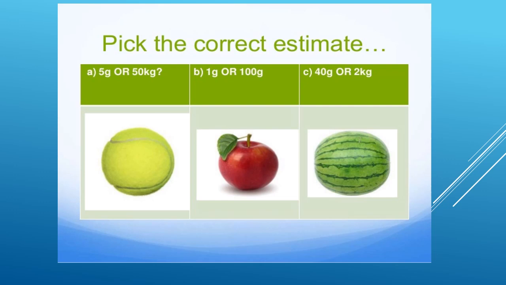Next, pick the correct estimate. Look at this estimation here, number 3. A, look at that picture. Can it be 5 grams or 50 kilograms? Give me the answer. B, look at that apple. Can it be 1 gram or 100 grams? Give me an answer. Look at that watermelon. Can it be 40 grams or 2 kg? Okay, look at the picture and give me the answer.